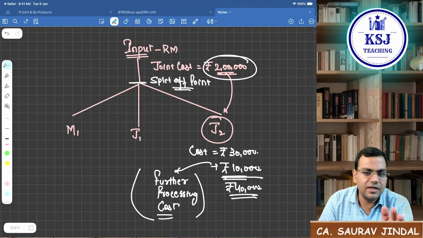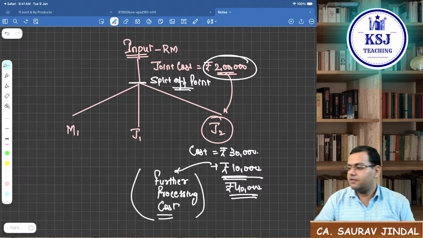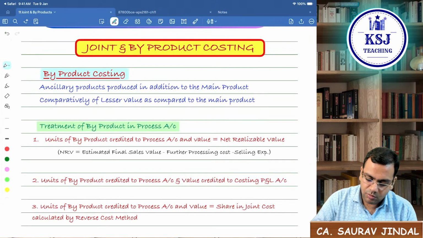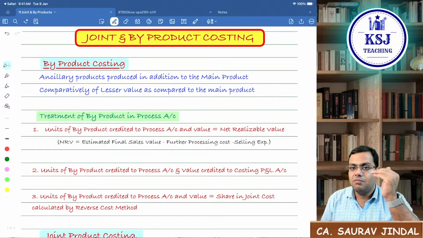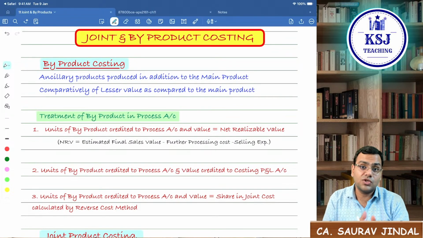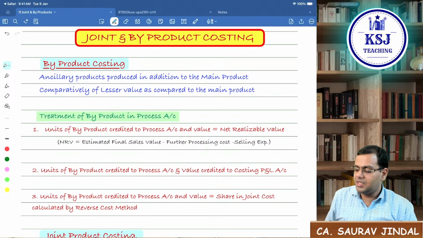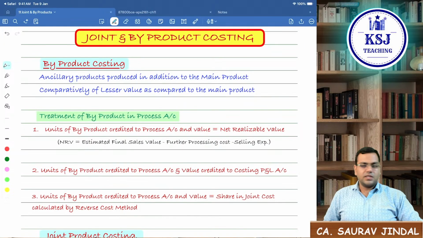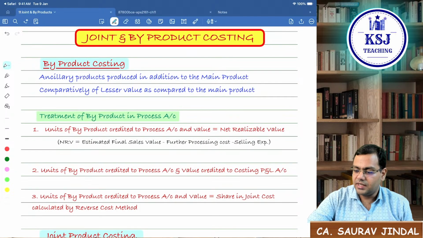Is the fundamental clear, what is the purpose of studying joint and byproducts? I just want to know this much first. If the fundamental is clear to you, why we are studying this particular chapter, then we will move to the notes part, the treatment for the byproduct. There are various methods which tell us how to distribute the joint cost between the byproducts and the joint products. First, you should tell me whether this much is clear: what is a joint product, what is a byproduct, and what is the purpose of studying this chapter. Yes, so this much is clear, right?